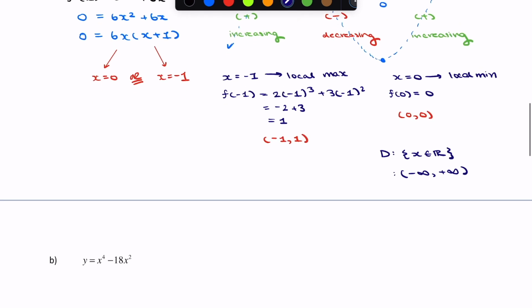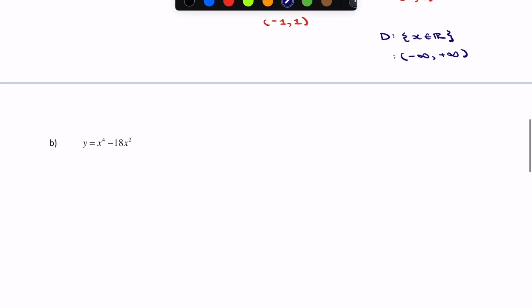Okay, so let's look at this next question here. So here it has y is equal to x to the power of 4 minus 18x to the power of 2.